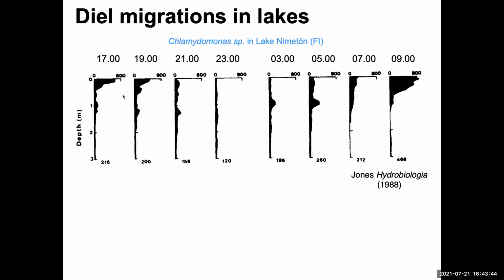Where it's still daytime, the algae are sort of distributed on the surface, and as the night progresses, they become more or less uniformly distributed along the water column, and then as the day approaches, again they distribute themselves close to the surface of the lake. So it is thought that algae do this to take advantage of nutrients at depth and light at the surface.